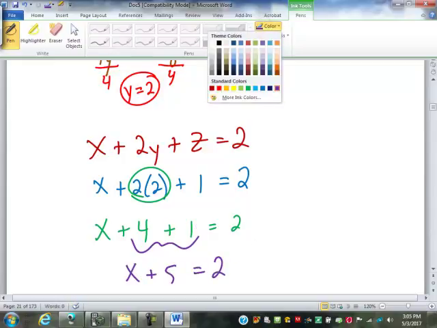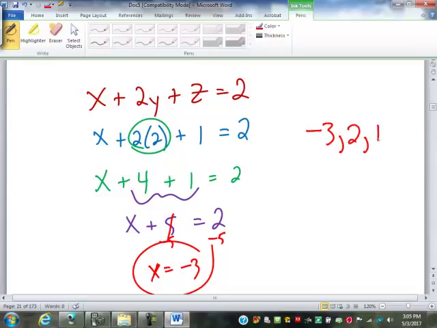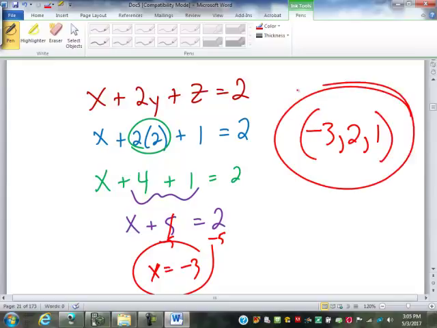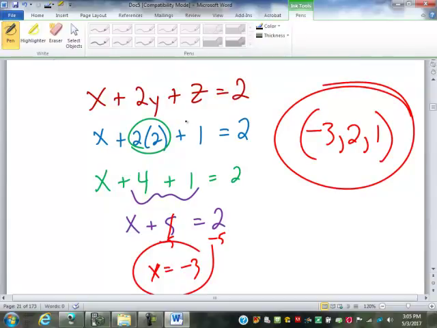What's next? Subtract 5 to get x equals negative 3. So x is negative 3, y is 2, and z is 1. There is our solution. Any questions? Okay.